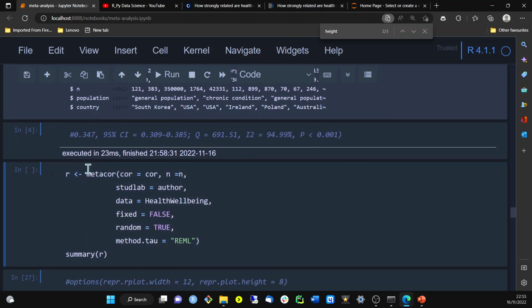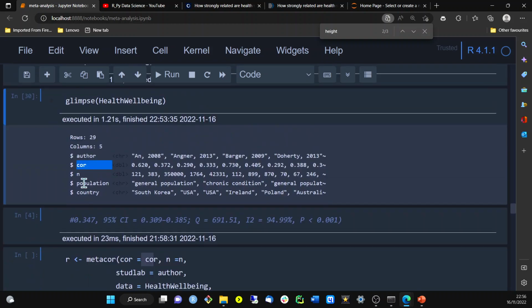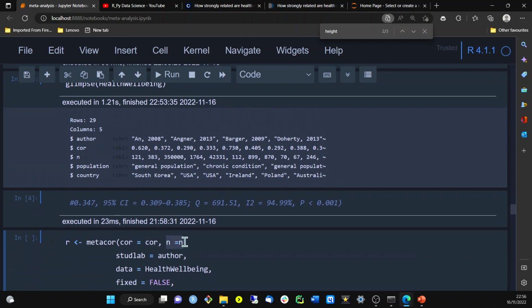So here what we do is we are using the metacor function. I'm assigning it to R, and the metacor function requires correlation. That means the first argument is cor, that means correlation. In our data it is assigned as COR, and then we give it cor. Now we need the sample size of the studies. That's n. Luckily, it's exactly the same, so we can use n.